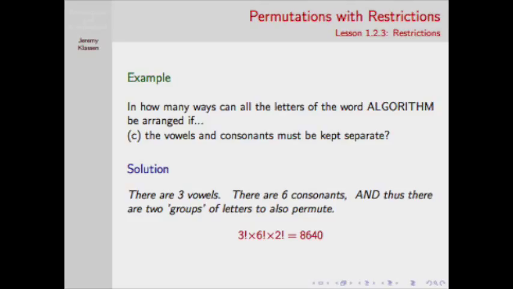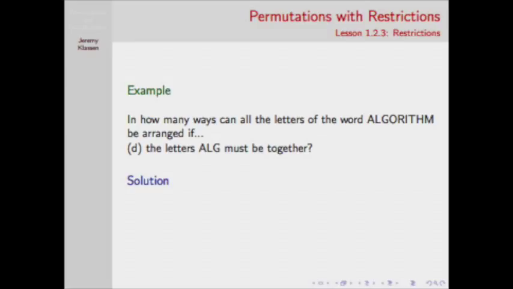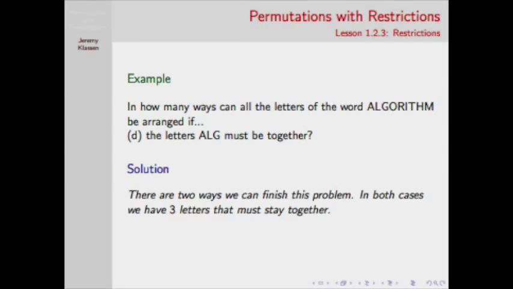and our final answer is 8,640. Now let's take a look at the restriction that says that the letters A, L, G must be kept together. In this question, what isn't said is just as important as what is said. Notice that we didn't say that it had to be in the order A, L, G, just that the letters have to be together. And so that gives us a little bit more option in terms of how we put these together.